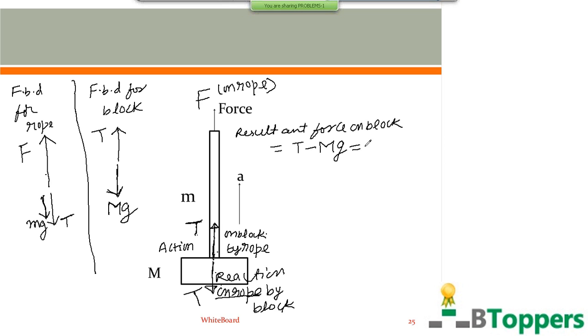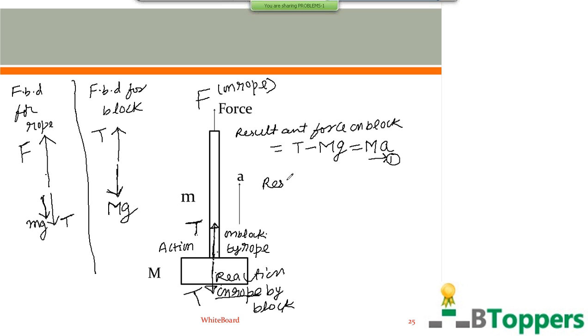According to Newton's second law, resultant force on the block must be equal to the product of the mass of the block and its acceleration. Call it equation 1. Next, look at the free body diagram for the rope. The pulling force applied at the top end of the rope acts vertically upwards, the positive direction. The other two forces act vertically downwards, opposite to the direction of the motion.